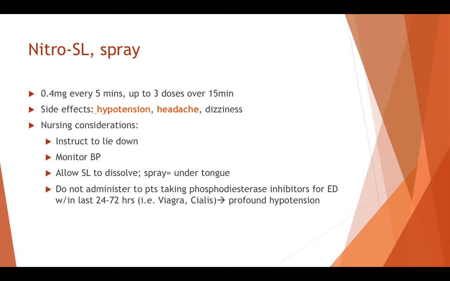Because of the vasodilation effect, it can also cause a nasty, nasty headache, which patients might complain of. So because of the risk for hypotension, have them lay down, monitor blood pressure, and make sure they put it under their tongue so it dissolves. And we want to make sure that they haven't had any phosphodiesterase inhibitors for erectile dysfunction, because that can really cause an additive hypotensive effect. For patients that you're educating at home, tell them to call 911 if the chest pain is not relieved after the first dose. That should be effective within the first 5 minutes.